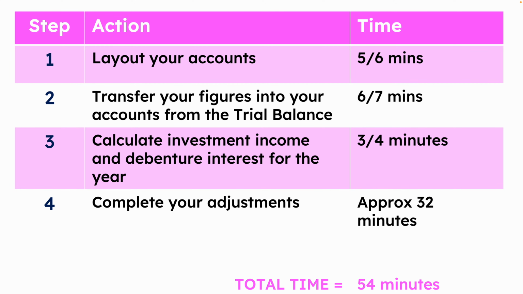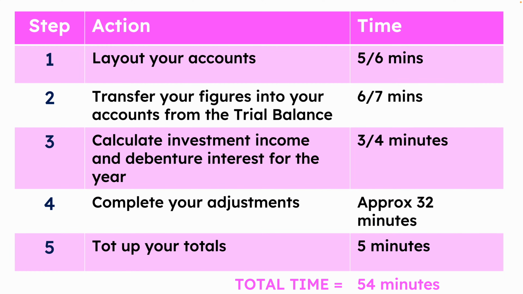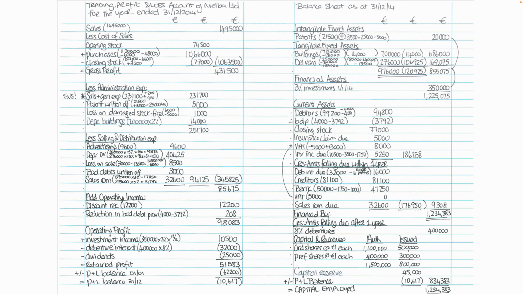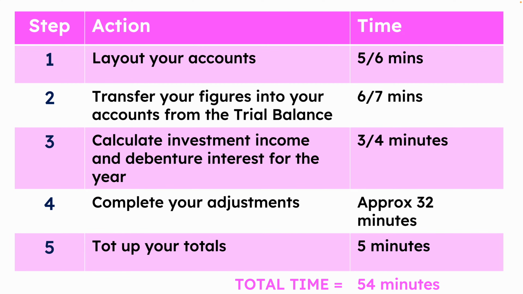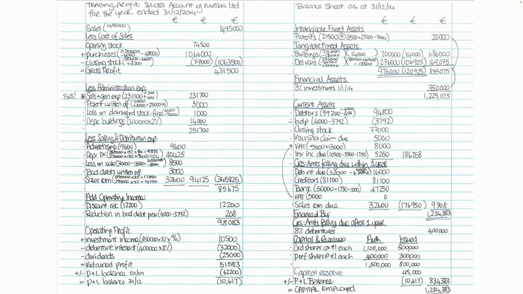Step 4, complete your adjustments, approximately 32 minutes. And then last but not least, step 5, top up your totals, 5 minutes. So you have 54 minutes in total in which to do it all. But you might find if you do it this way that it will actually save you a lot of time.